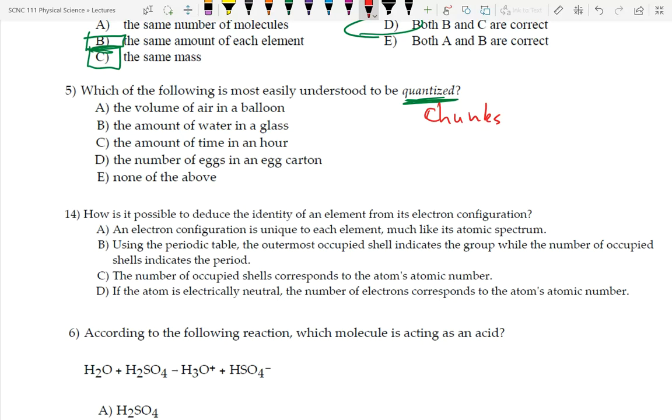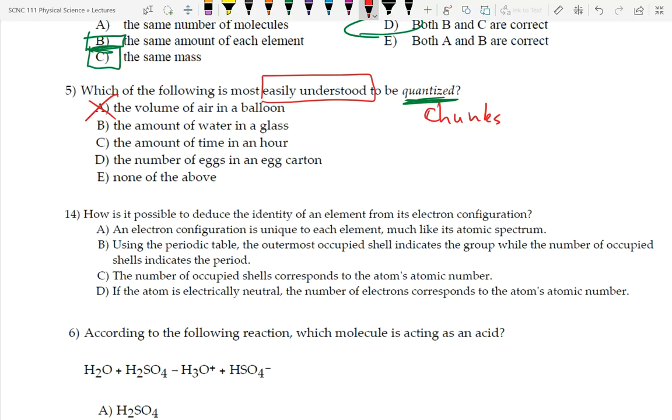The amount of air in a balloon, is there only, I could have this amount of air or this amount of air in the balloon? No, so that's not correct, because you could have pretty much continuous amounts of air. I say pretty much. It is 1 molecule, 2 molecules, 3 molecules, but it's not easily understood that way because there's so many molecules in the balloon that we think of it as just continuous. So that's why it has the words easily understood, because technically it would be quantized, but it's not easily understood as quantized. The amount of water in a glass.